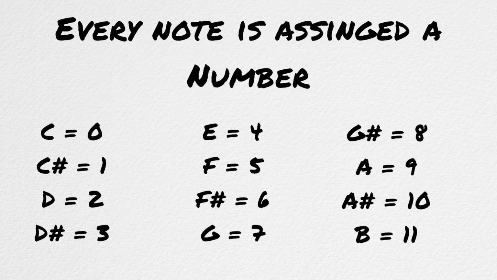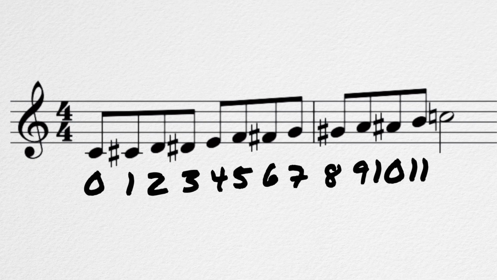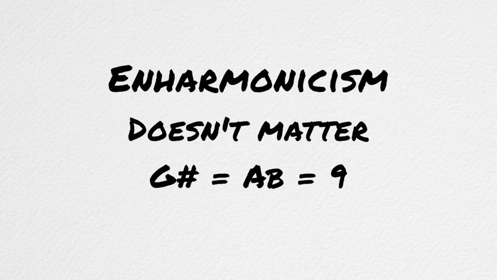In 12-tone music, each of the pitches is assigned a number. In this case, we'll say that C equals 0. Any note could be assigned 0 as long as the relationships to the other notes are correct. Every other note is assigned a number based on the number of half steps it is away from C. D flat would be 1, D would be 2, etc. So a chromatic scale starting on C would look like this. In this system, enharmonicism doesn't make a difference. G sharp is 9, whether it's written G sharp or A flat.